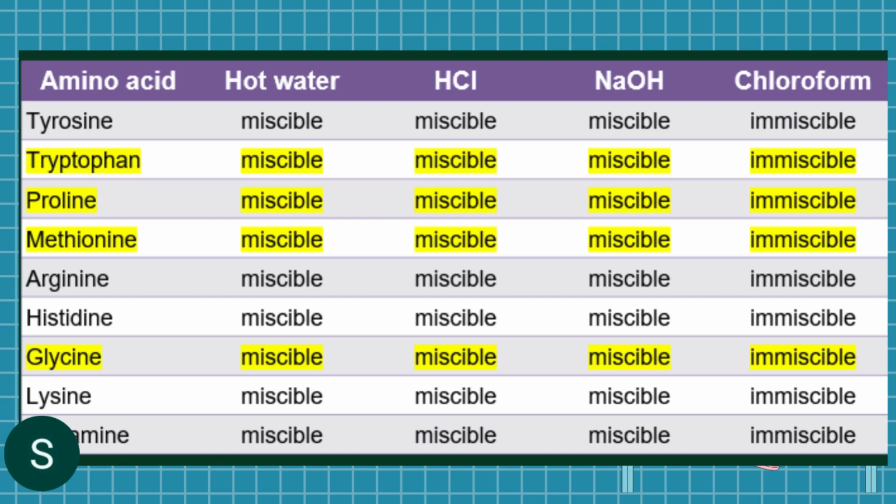So here are the examples of your amino acids. So tyrosine, tryptophan, proline, methionine, arginine, histidine, glycine, and the others. So they are all miscible again with your polar solvents. Water, HCl, and your sodium hydroxide. So sa chloroform, bakit immiscible kasi siya? Dahil ang chloroform ay isang non-polar solvent.